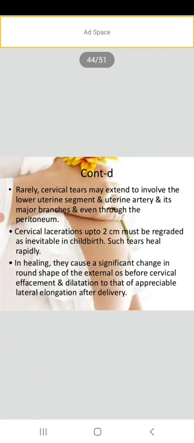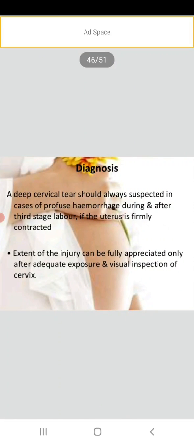must be regarded as inevitable in childbirth. Such tears heal rapidly. In healing, they cause a significant change from the round shape of the external os before cervical effacement or dilatation to an appreciable lateral elongation after delivery. Causes: rapid delivery of the fetus, assisted deliveries, rigid cervix.